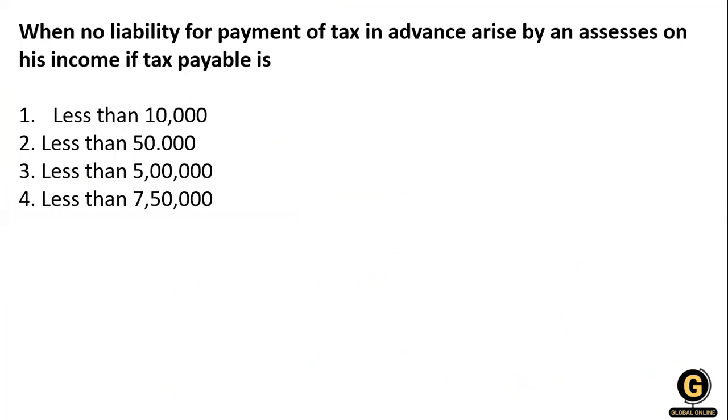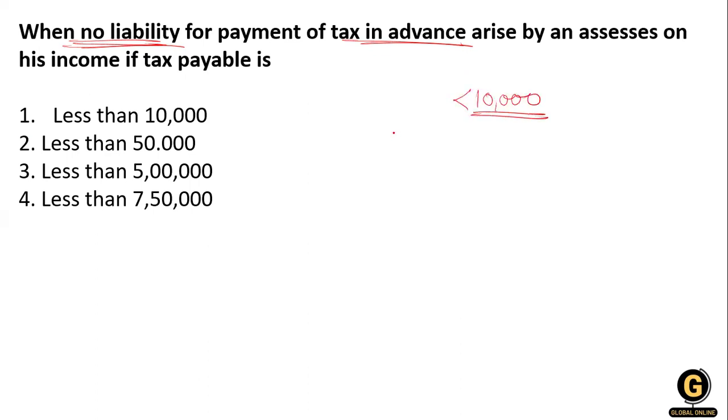Then, when no liability for the payment of advance tax arises for an assessee on his income, if tax is payable. When no liability for payment of advance tax arises for the assessee, what is the limit? The question is asking about the limit. If the assessee's taxable income is less than 10,000.